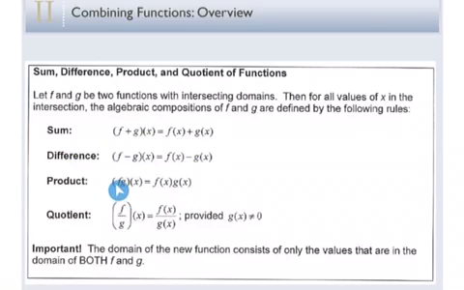fg, which just stands for f times g of x, is the same as just multiplying the two functions together. So if I give you a function f of x and a function g of x, this is just telling you to multiply the two. And then, of course, the quotient, or dividing the two, f divided by g of x, is just telling you to divide the function f of x by g of x. And, of course, we know that since g of x is in the denominator, it cannot equal 0. So this puts a restriction on g of x, that g of x cannot equal 0.